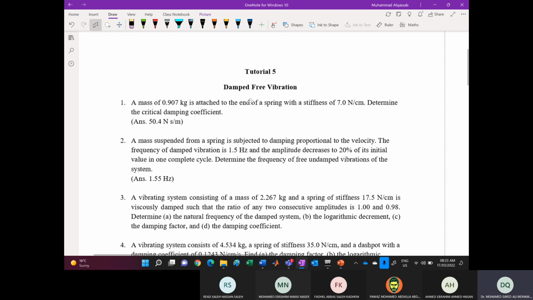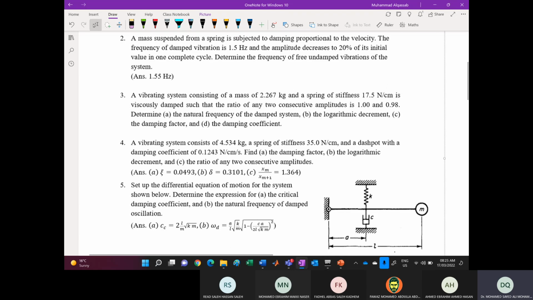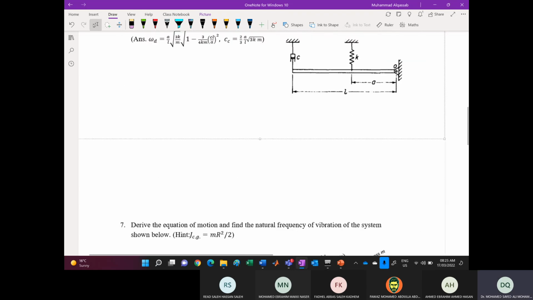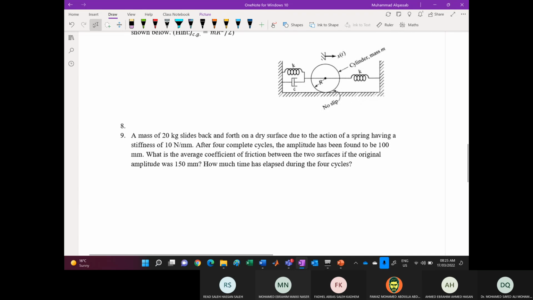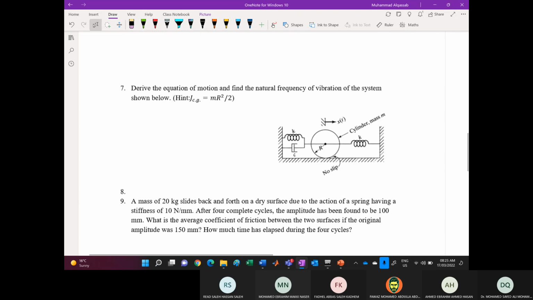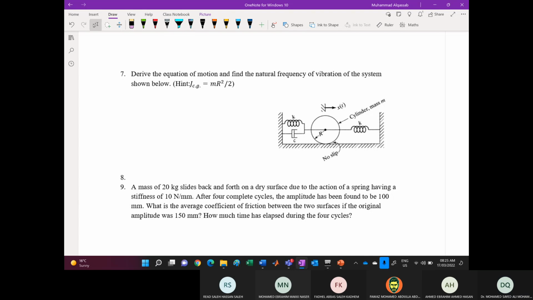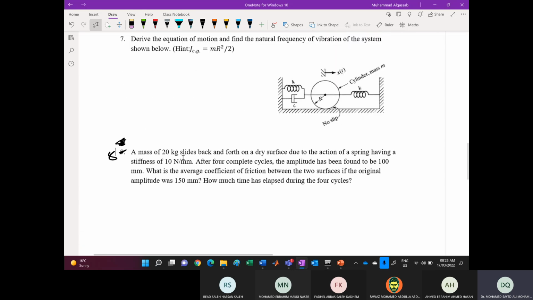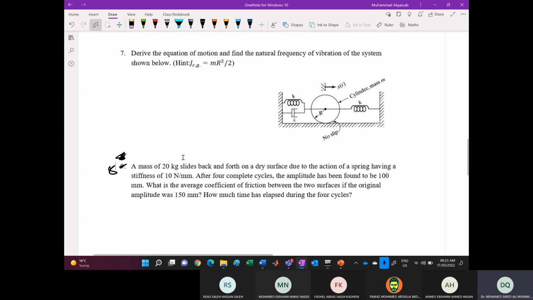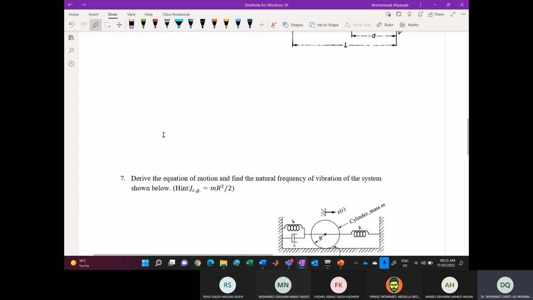Okay, so this is tutorial 5, the last tutorial in chapter 2. It's about damped free vibration, and the damping is two-part. So from question 1 to question 7. I don't know, there is 8 here. Oh, this is 8. Okay, and do we have one more? No. The last question is about Coulomb damping, which we will postpone to next week, and it is not part of test one. So this will include up to question 7 only.